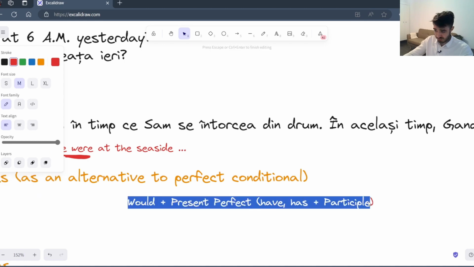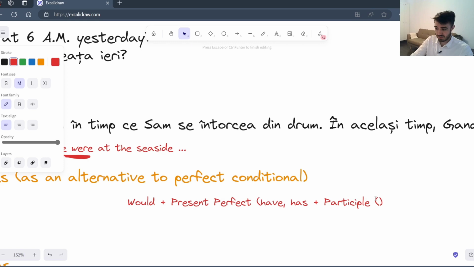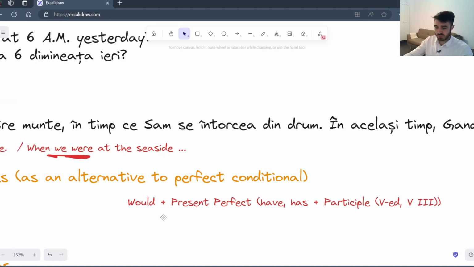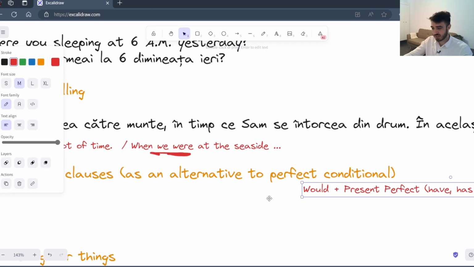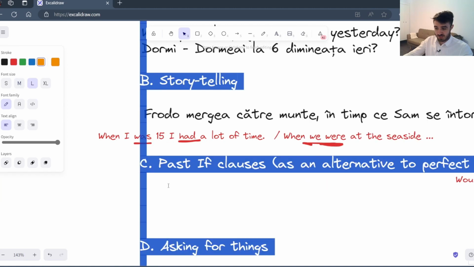And participle, yeah, is the -ed or the third form of a verb. So would have eaten, would have slept, I would have liked. So in Romanian, if you might know this already, there is a perfect conditional, which is, for example, aș fi mers, aș fi făcut, aș fi dorit. I can write this over here.